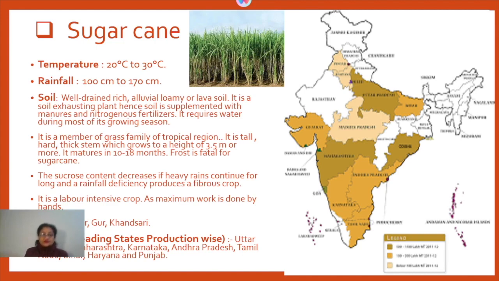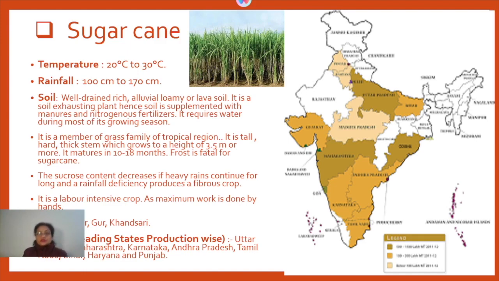So when all these inputs are provided for sugarcane cultivation, we are going to get a good harvest, a good yield out of it. It is a member of the grass family and is generally grown in the tropical regions. It has a tall, hard, thick stem which grows to a height of 3.5 to 3.75 meters on average. It takes 1 year to 1.5 years to mature fully, and after that we start harvesting it. That is the growing period of sugarcane.